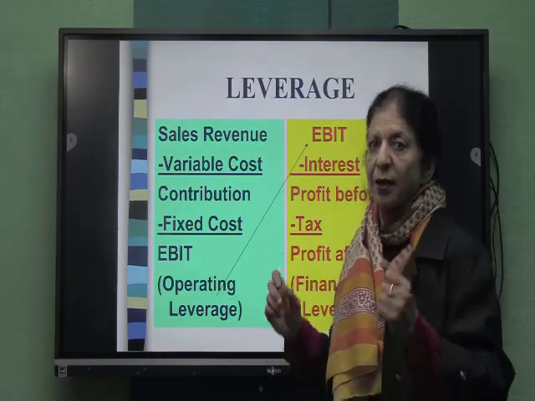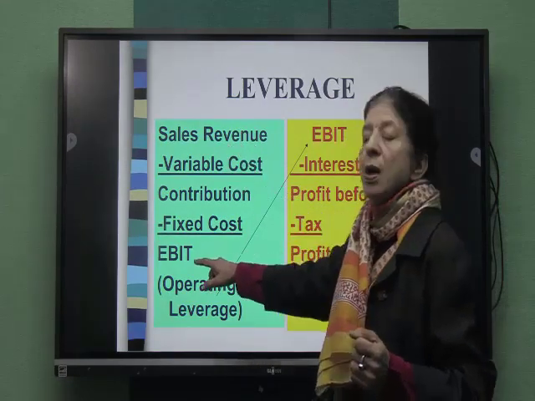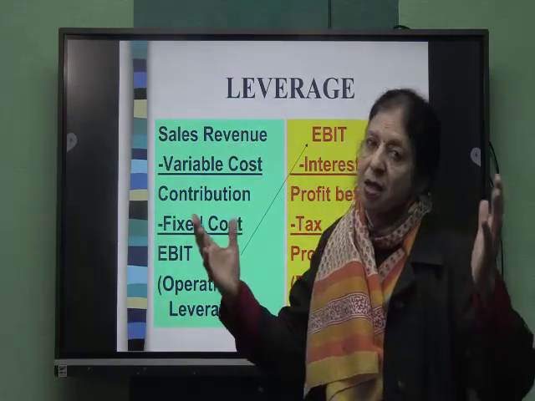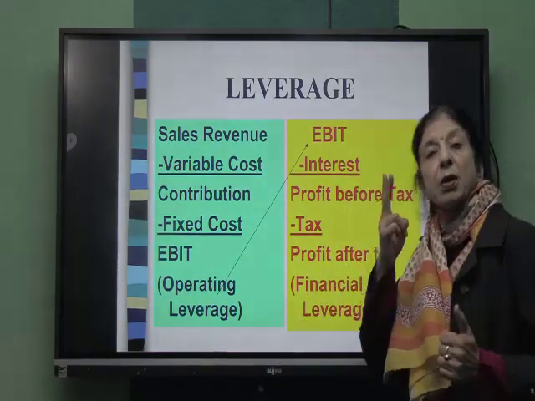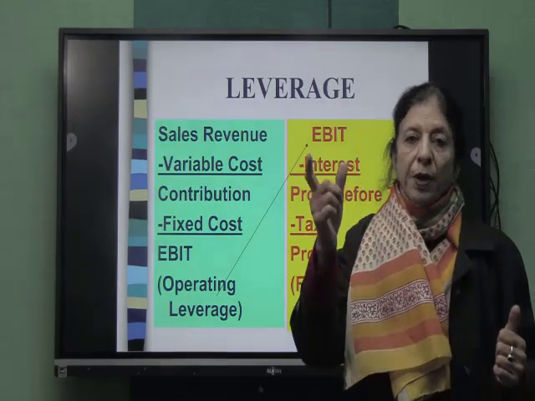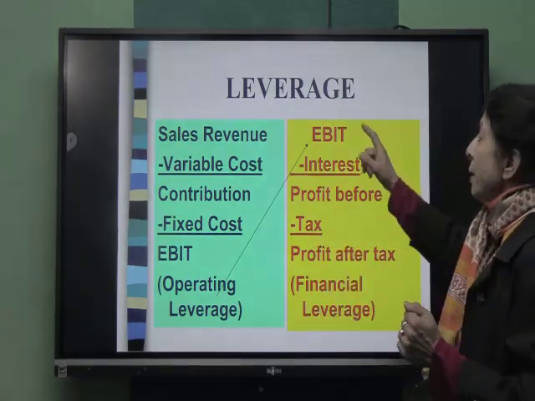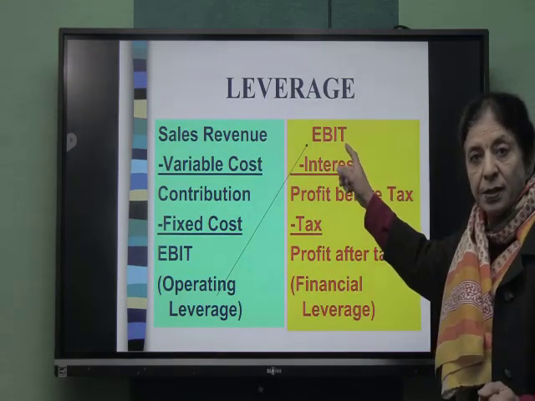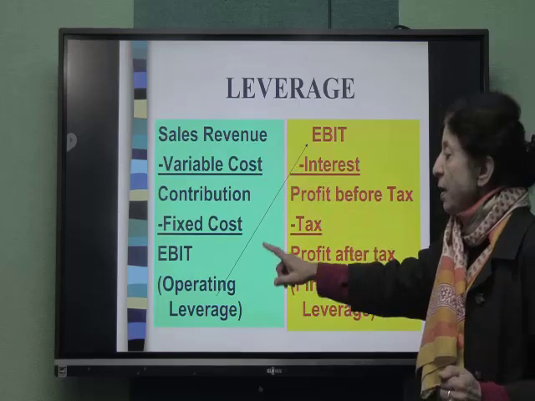What is that again? Therefore, the relationship between the sales revenue and the EBIT is nothing but the operational leverage or operating leverage, because the leverage can be defined as two. One is the operating leverage, another is the financial leverage. Okay. Now, if I take it from EBIT, now here the dependent is the sales variable.